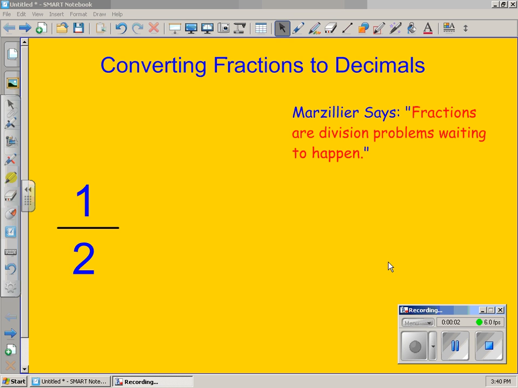Hello and welcome to Converting Fractions to Decimals. We're going to take a look at how to change a fraction into its equivalent, which means equal, decimal form.